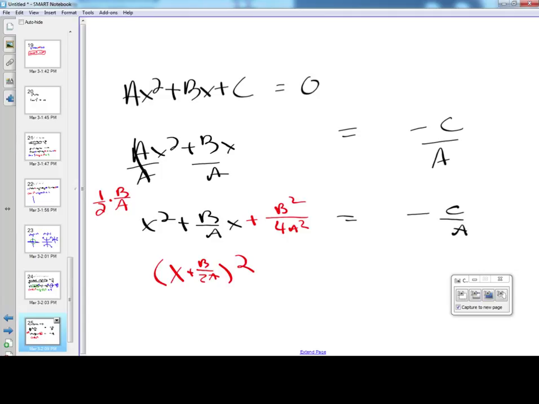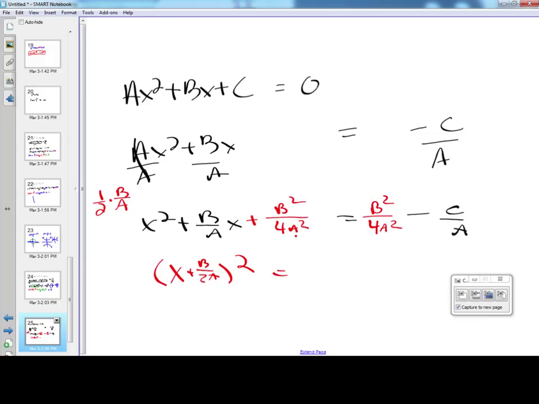So that means I've got to make sure I add it to the... Wait a minute, who said sure? What's b squared? What's 2 squared? What's a squared? Yes? Okay, so that means I've got to balance it out and add it over here. So that's b squared over 4a squared as well.